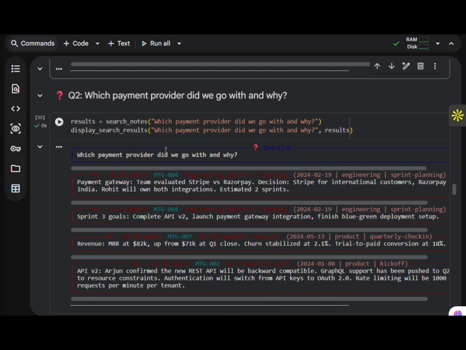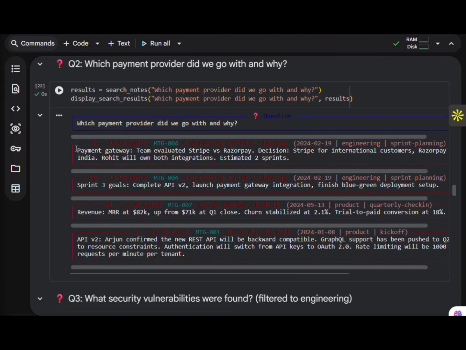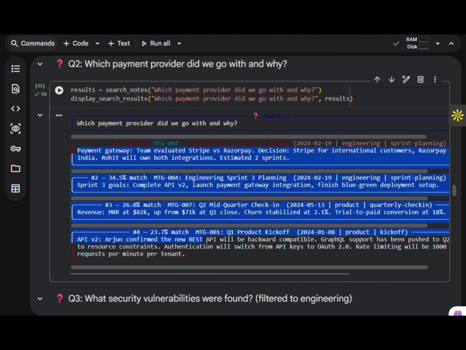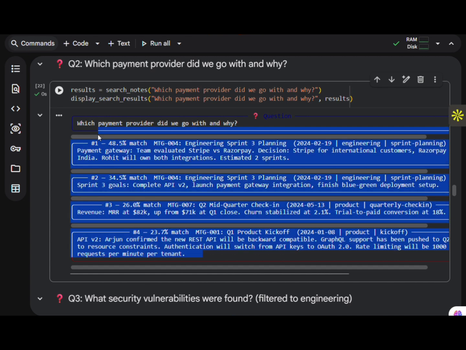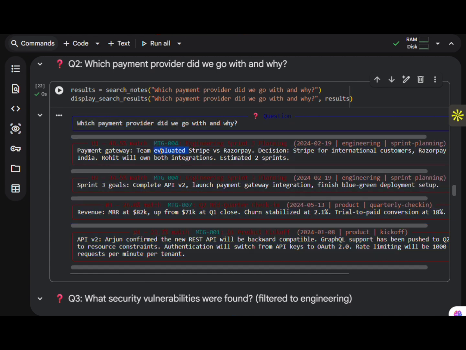Now next question, what payment provider did we go with, and why? So as you can see, we again got 4 results, because I've made the code in such a way that it will rank them. So the most relevant result we got is this one, payment gateway, where the team evaluated Stripe versus Razorpay. Stripe for international customers, Razorpay for India. As you can see, this is the most accurate answer you can get.